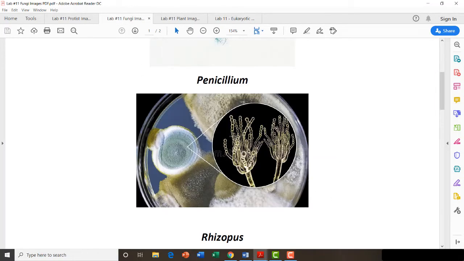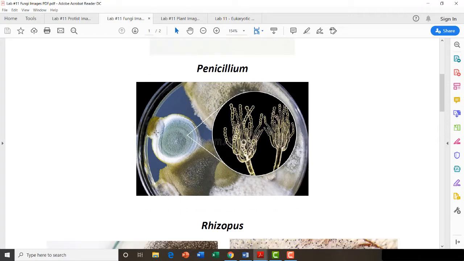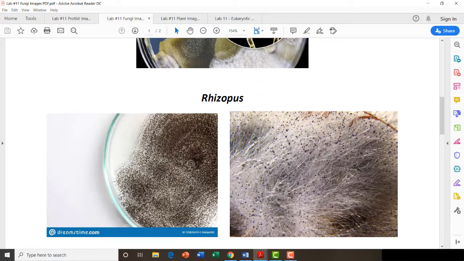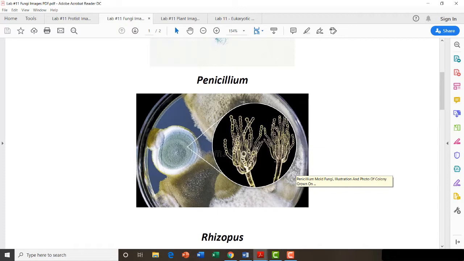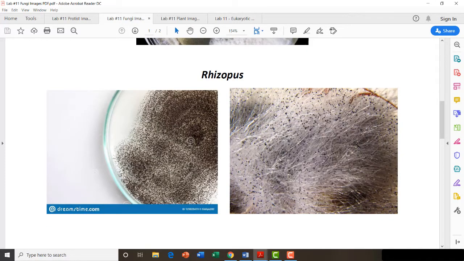So here is penicillin. This is grown on a petri dish, okay? And here you can see a nice culture of penicillin. If you were to zoom in a little bit more, you would see these defined structures. And here's Rhizopus, which looks a little bit different, you can tell. So here again is penicillin, okay? And here is Rhizopus. So these are, again, observational. You have a post-lab question on them.